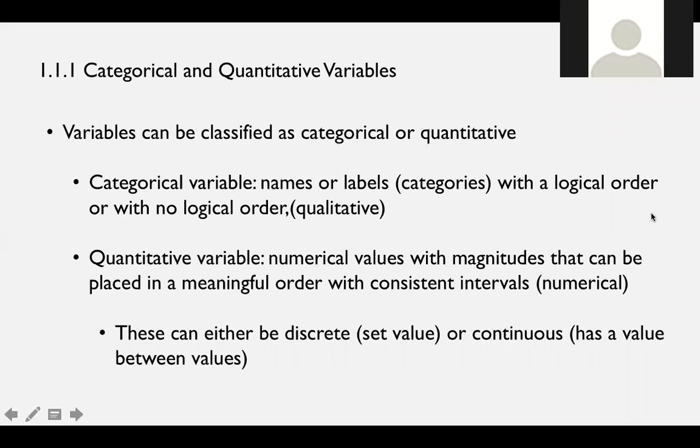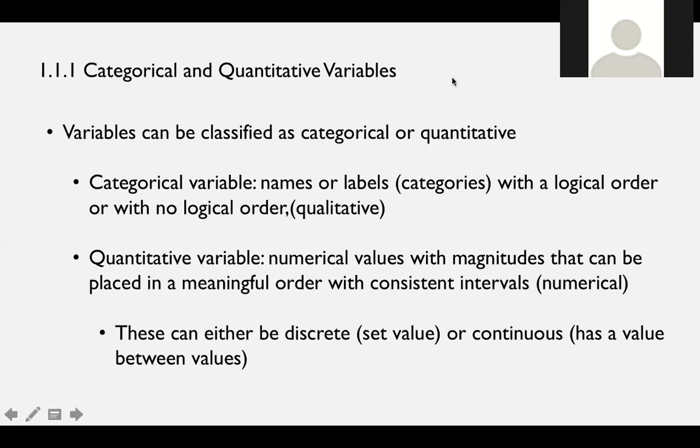So next are categorical and quantitative variables. Variables can be classified as either categorical or quantitative. Categorical variables are names or labels, or categories, if you will, that either have a logical or no logical order. And they are qualitative. On the other hand, quantitative variables are numeric variables with magnitudes that can be placed in a meaningful order with consistent intervals. So these are numerical.